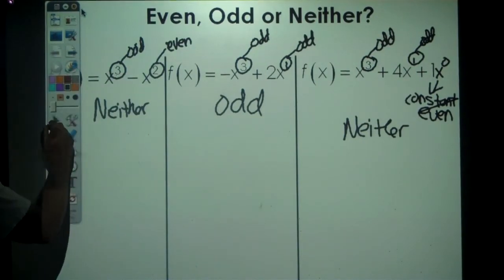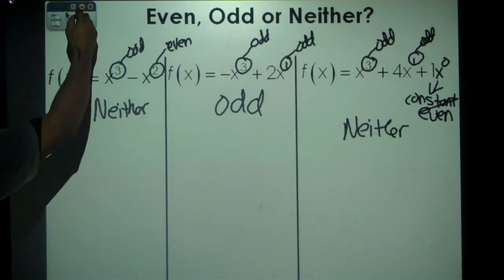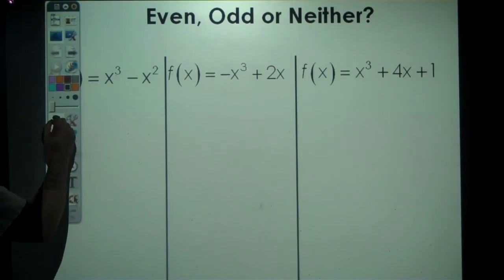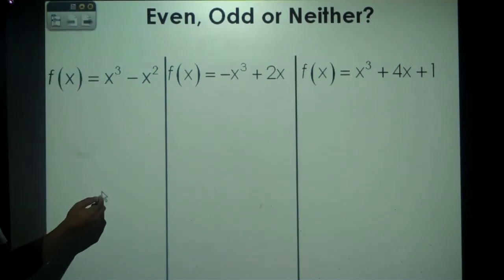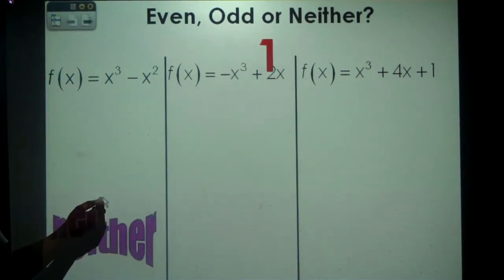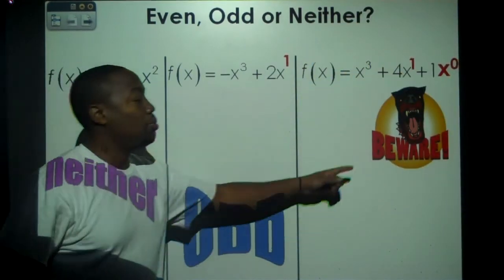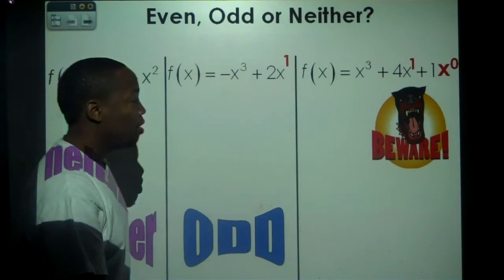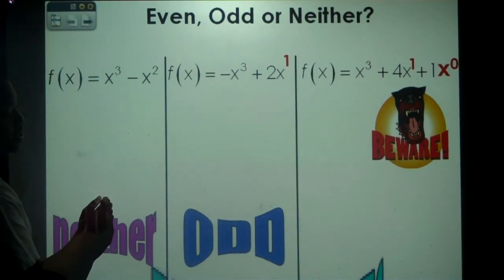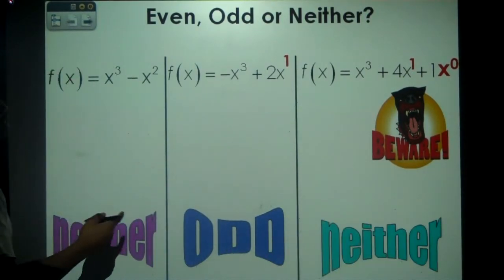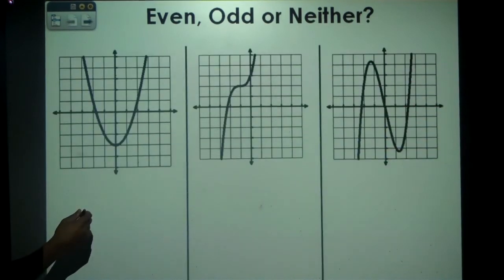Alright? Let's step to how I know it from a graph. So let's clear this out and go to the graph real quick. As I said before, you have to be aware of the constant, because x to the 0 would make that even, so this one is also neither. So now let's go to the graph.